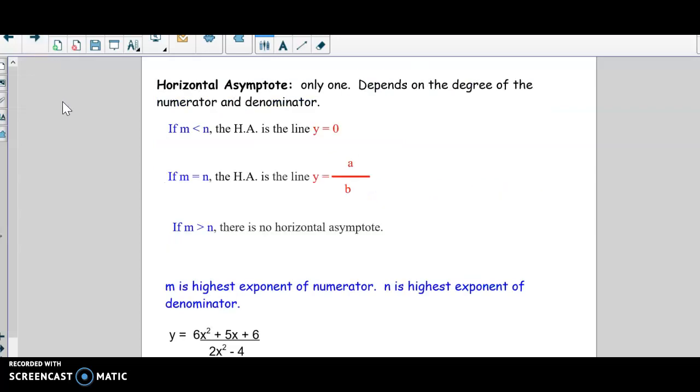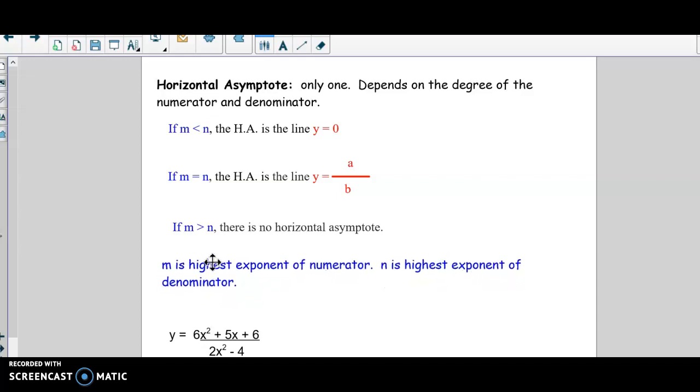Horizontal asymptotes: there can be either just one horizontal asymptote or none. For vertical, there can be more than one, there can be multiple, but for horizontal, there will be either 1 or 0. This chart is based on M and N, and I would definitely write this down. M is the highest exponent of the numerator, and N is the highest exponent in the denominator.